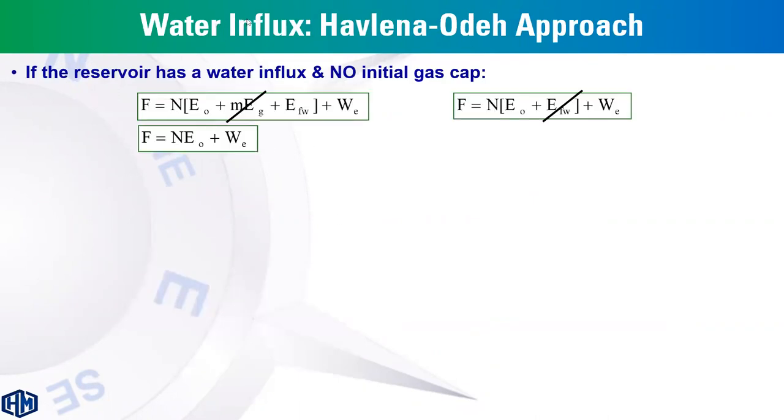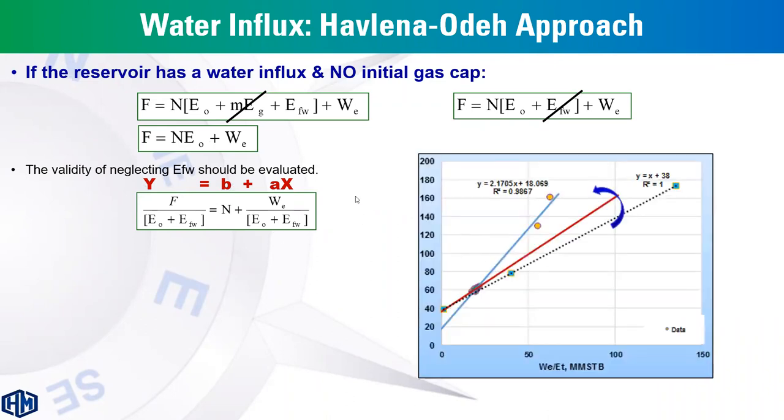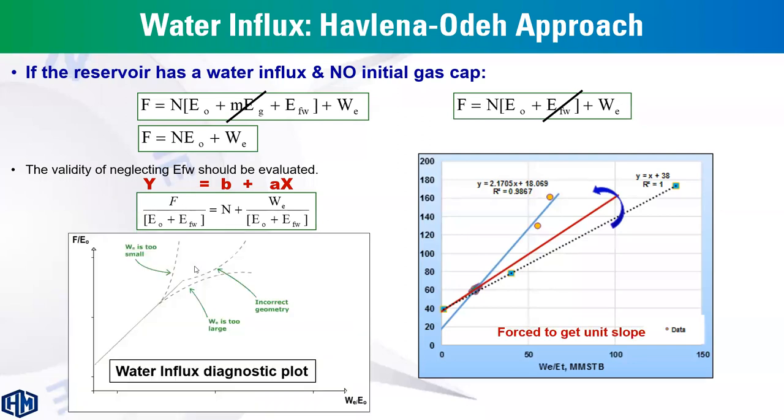So another example of water influx: we have a water influx in this field without any initial gas cap. According to the general equation, we will ignore this term and ignore Efw. So this is the final equation. If we rearrange this equation to follow a straight line relationship, y equals ax plus b, we can plot We divided by Et on the x-axis against this term on the y-axis. So this is the water influx diagnostic plot. If the data follow this straight line, we have got water influx. This is the correct scenario.